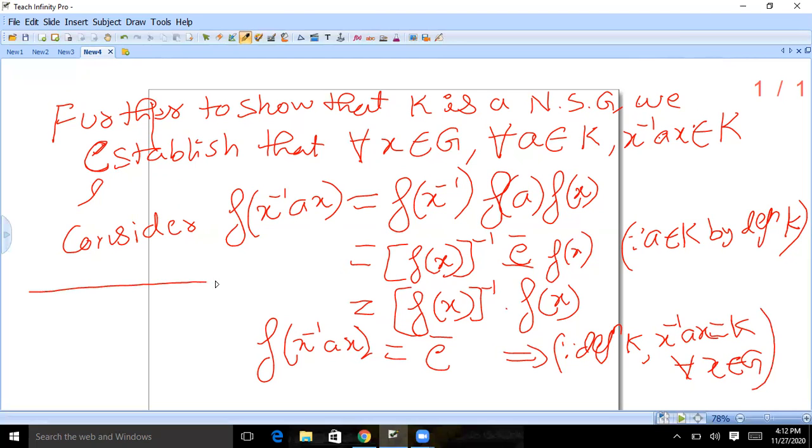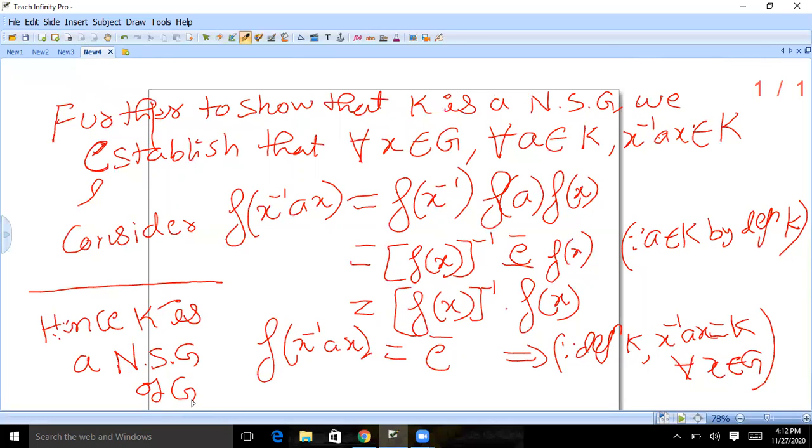So therefore I will write it here. Hence K is a normal subgroup of G. Okay, K is a normal subgroup of G.